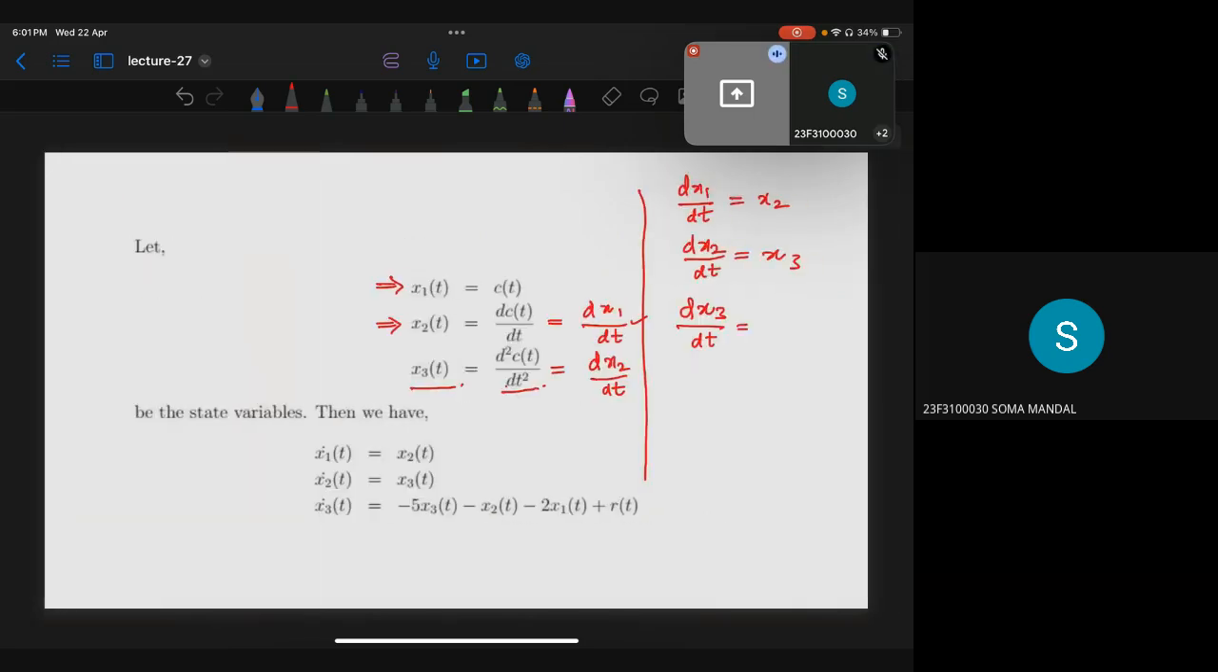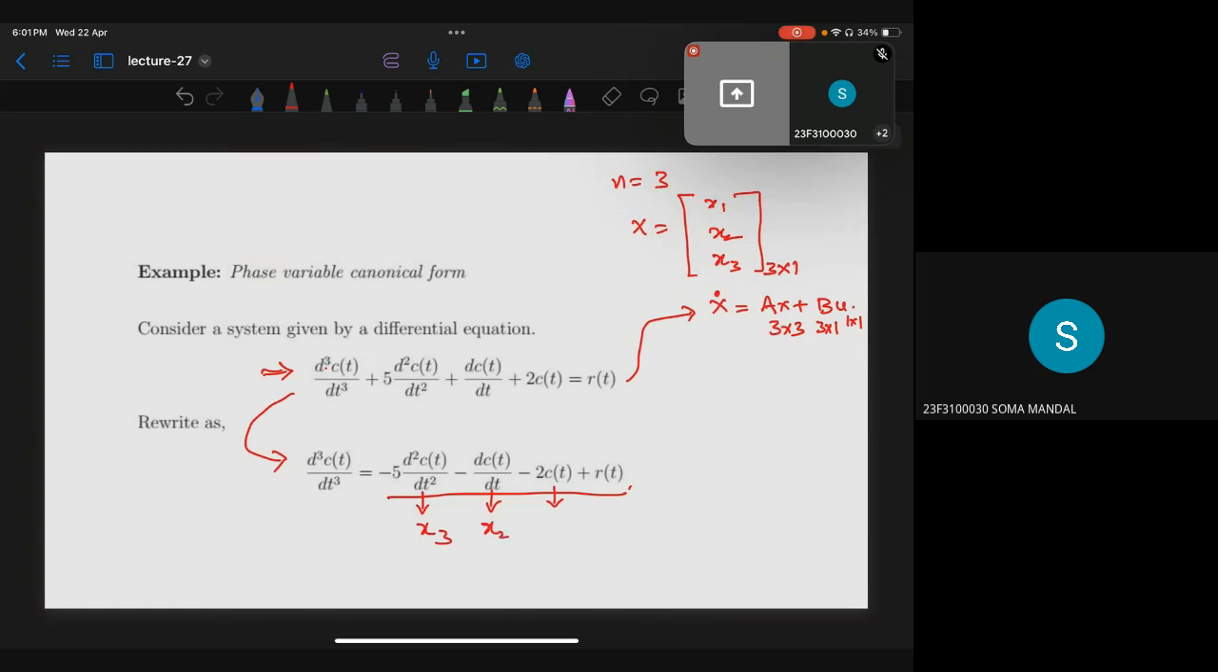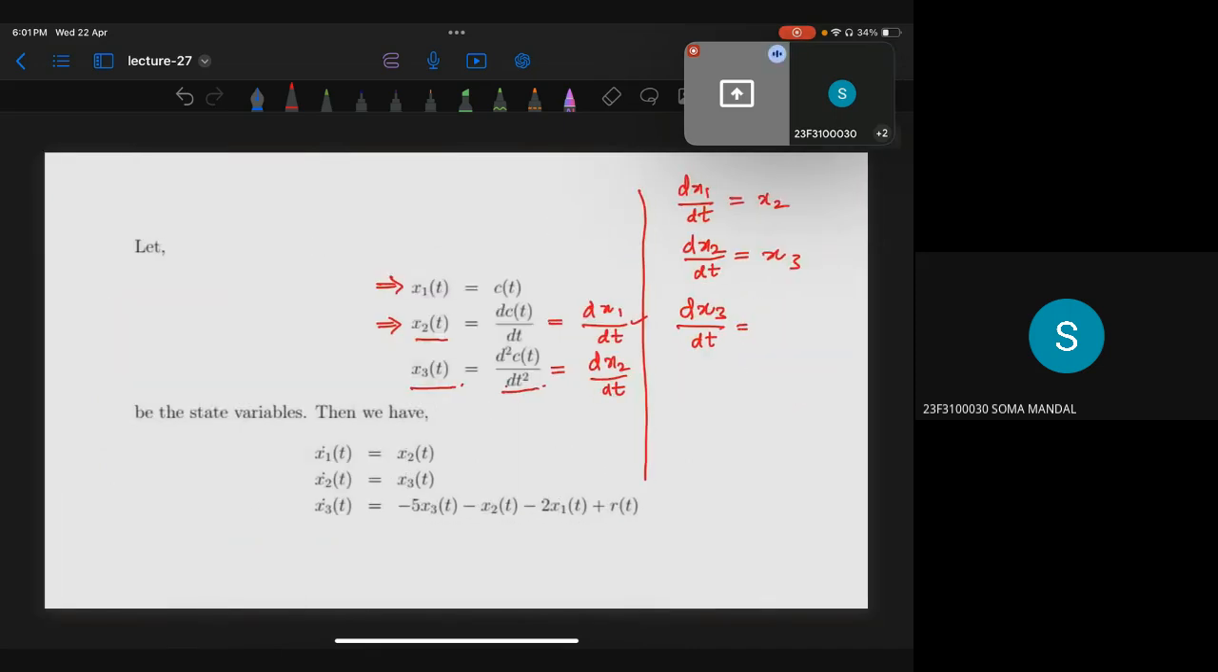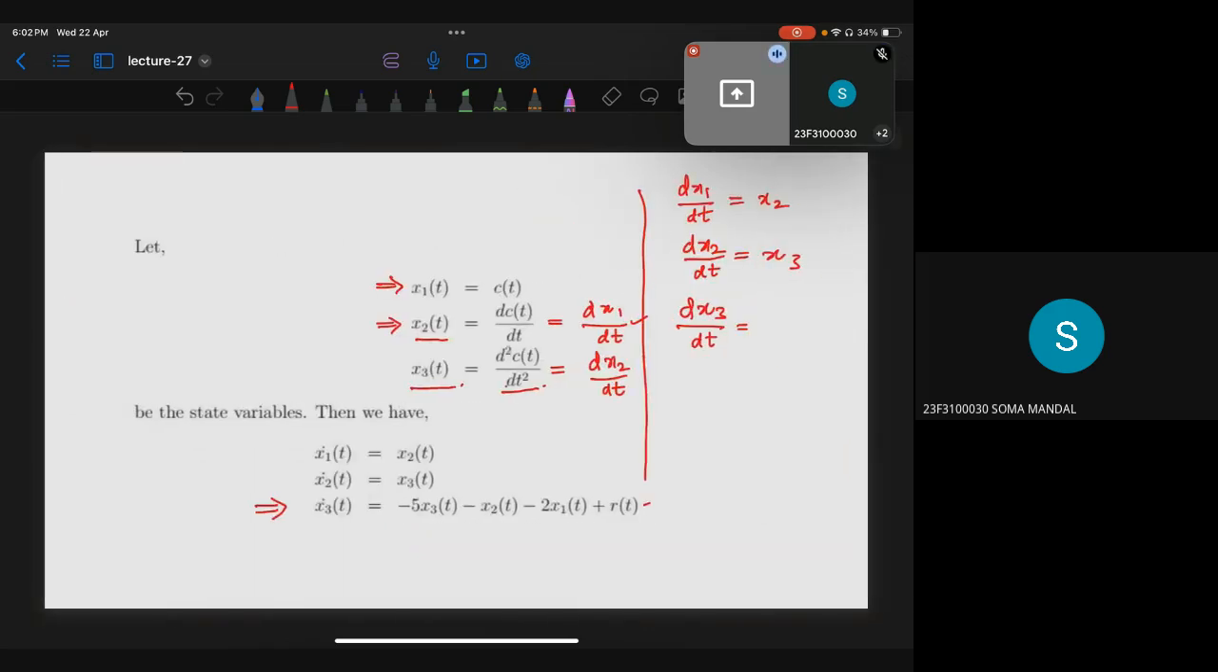dc by dt, what is it? x2. And this is x1. So finally, this is the equation: minus 5x3 minus x2 minus 2x1 plus r of t. Correct? Yes, sir. This is the equation. Now you see, this is like minus 5x3 minus x2 minus 2x1 plus r.